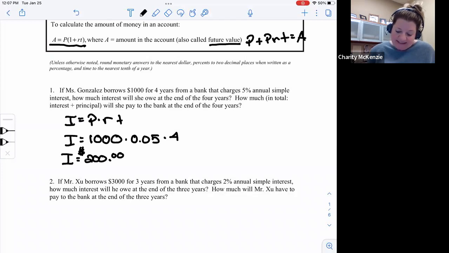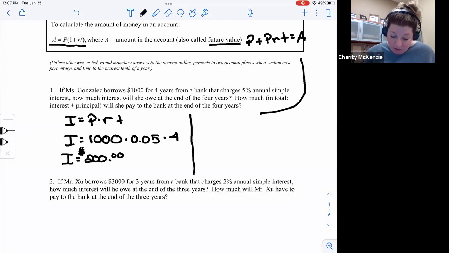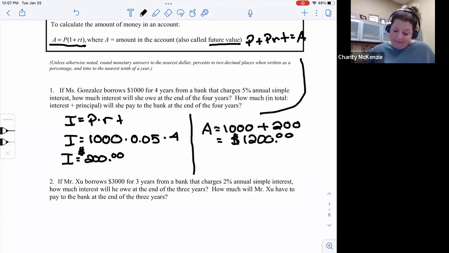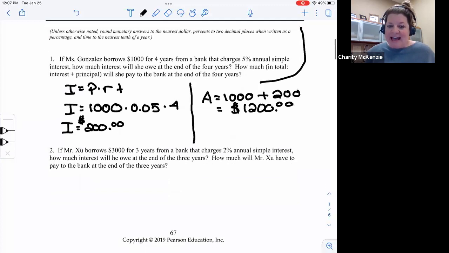So the second question says, how much in total interest and principal? So what is her future value? We could easily follow what is up here with this PRT plus P, because we could just go, okay, well, the future value, A, would be the $1,000 plus my interest. So $1,200. Miss Gonzalez will have to pay $1,200 at the end of 4 years.